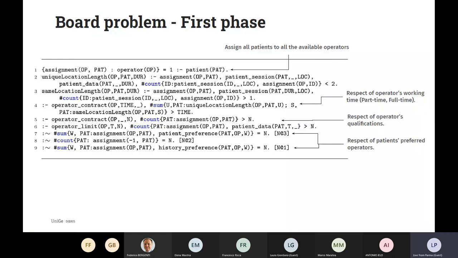So maybe there is some preference that is based on history, because the patient is always performing the session with the same operator, but also something regarding humanity. Maybe some operators are better suited for working with old people, others with younger people. And so you need to take that into account.